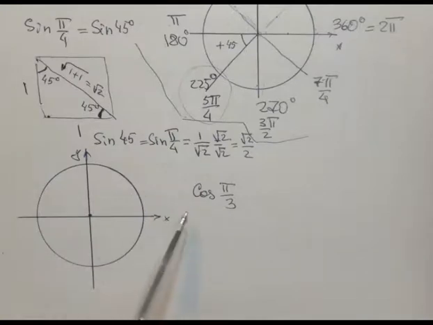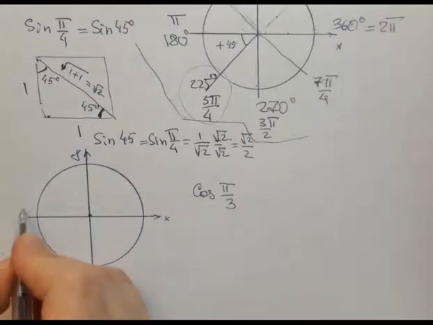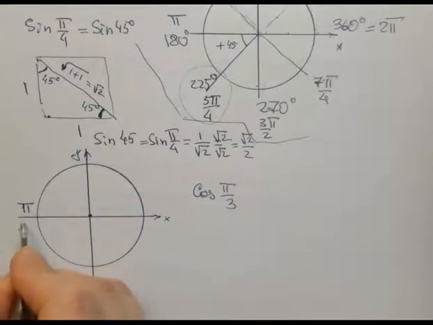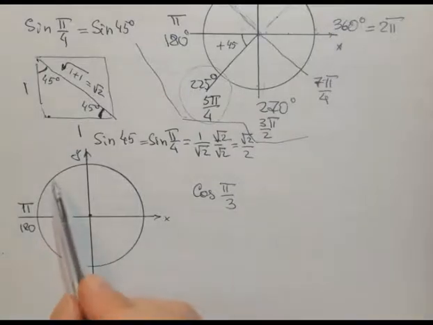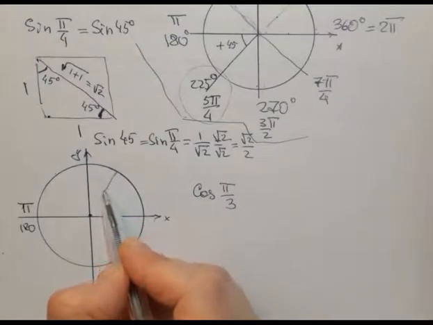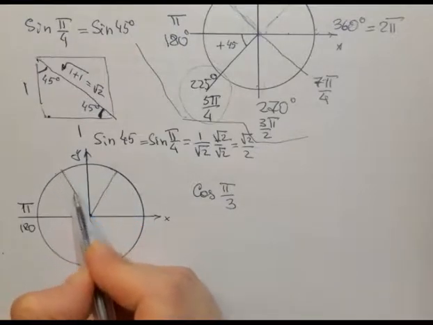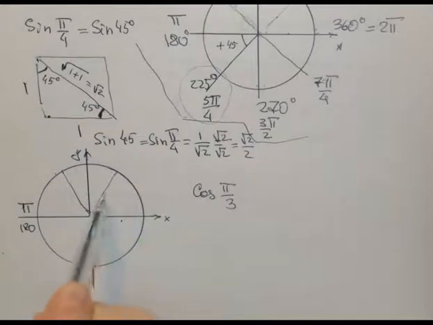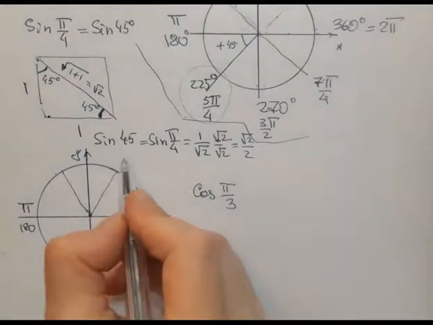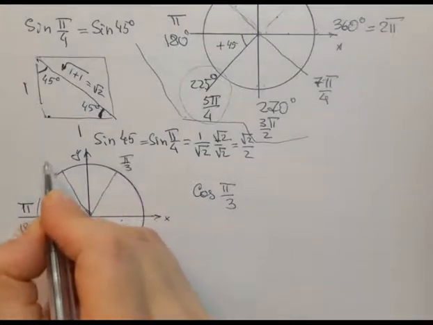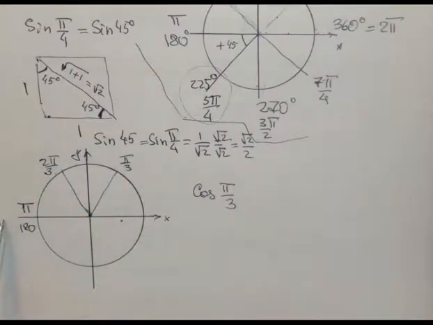Let us find now cosine of pi over 3. So pi is 180 degrees. And if you divide pi, or the straight angle, into 3 parts, you will get 3 equal parts: pi over 3, 2 pi over 3, and pi is 3 pi, the same as 3 pi over 3.